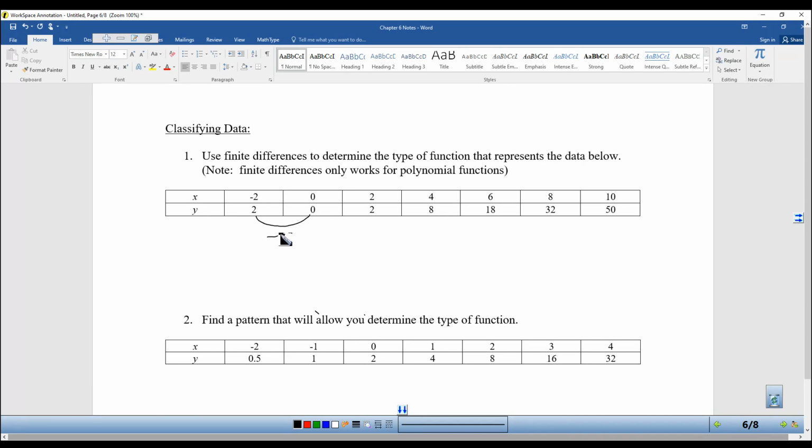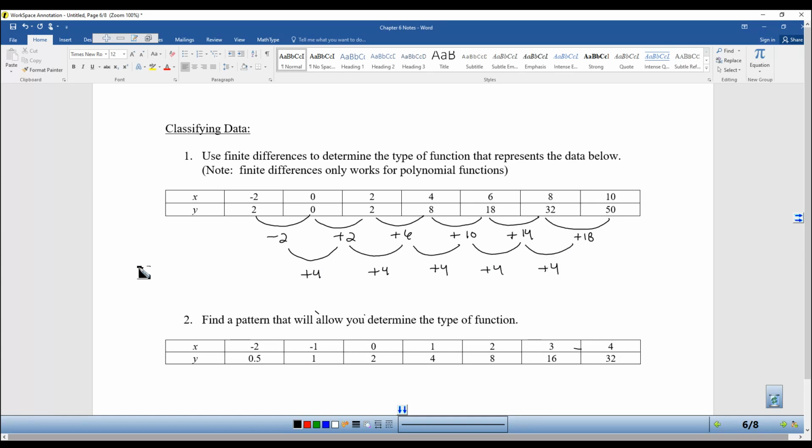So y is subtracting 2, but then y is adding 2, then y is adding 6, and then y is adding 10, then y is adding 14, and finally to get from here to here you have to add 18. So this is not linear. If these had all matched, it would have been linear. So I do a second round. From -2 to get to +2, I have to add 4. And I'm sure you can already see that for all of them, I'm going to add 4. And whenever your data does that, that's how you know that something is quadratic.